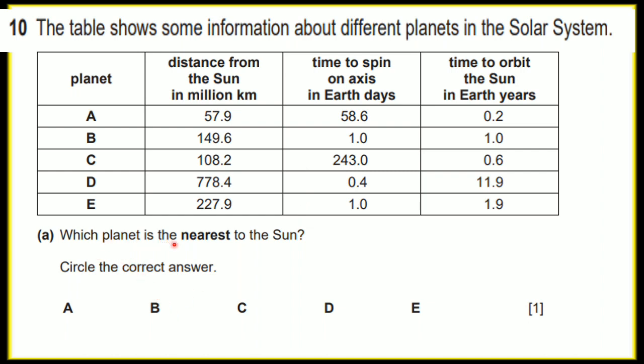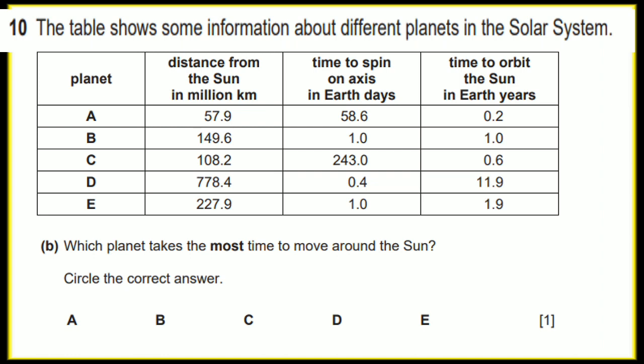Which planet is the nearest to the sun? You look at the distance from the sun from here. Okay, that is planet A. Which planet takes the most time to move around the sun? Most time to move around. So you go to revolution. So the highest time, that is this. It took 11.9 years, almost 12 years, to revolve around the sun. Planet D.